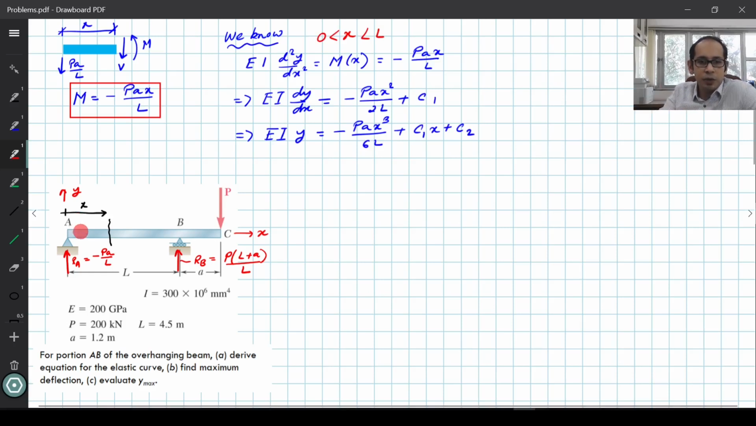Now for the boundary conditions, I have two unknowns, that is, two constants of integration. The boundary conditions are that since this is pinned over here and it's a roller over here, the deflection at x equals 0 is 0, and at x equals L also y equals 0. So let's go ahead and write the boundary conditions.